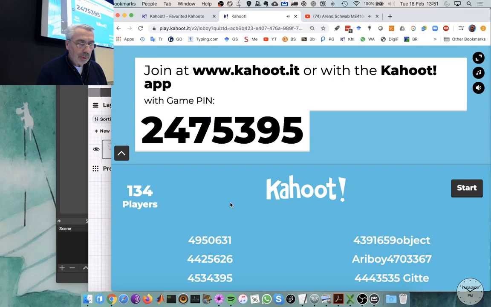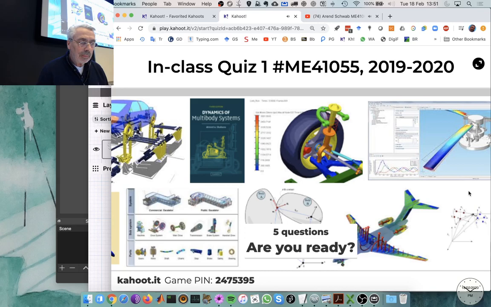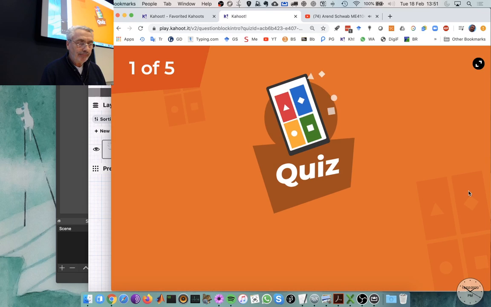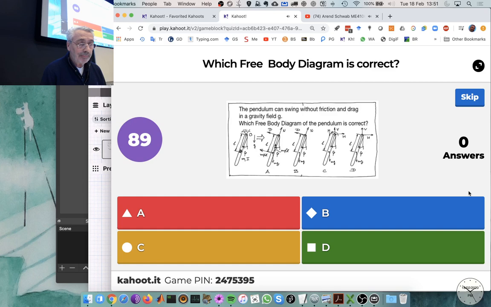Okay, let's go. 5 questions. Are you ready? This is about free body diagrams. Which is correct? And you have 90 seconds, so more than enough time. Take your time to look at it. Discuss with your partners, friends, neighbors. Note that there can be more than one answer correct. There should be at least one correct answer.